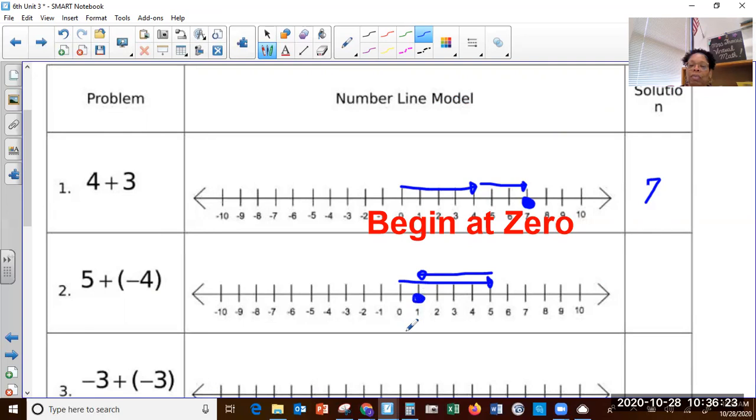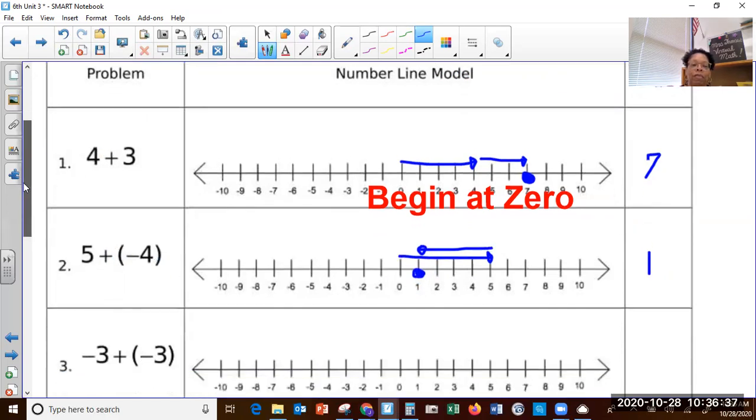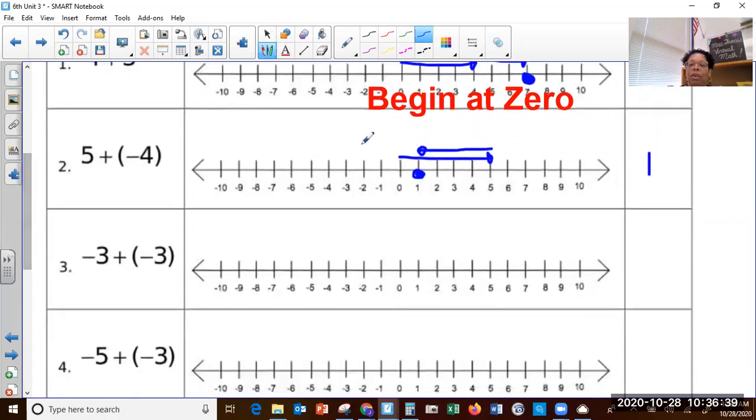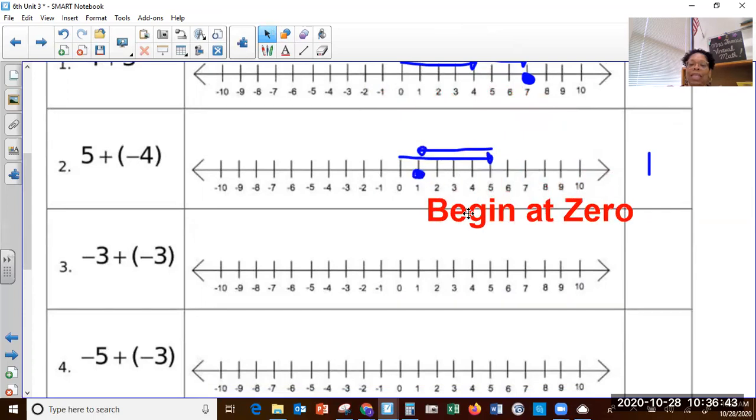Is that true? No, it's a +1. So be careful to read carefully, not like the teacher just did. So that's a +1. So the answer to 5 plus a -4 is a +1. Wonderful. Let's do the third one. And remember what we always do? Yes, we begin at 0.